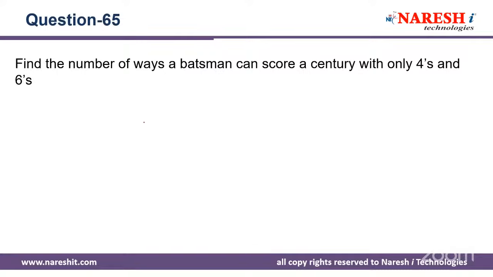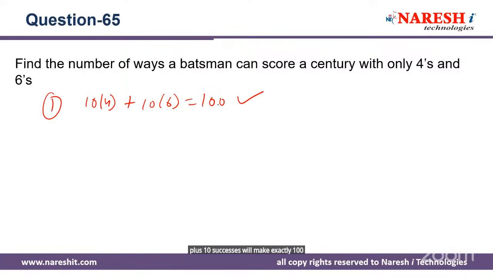Find the number of ways a batsman can score a century using only boundary fours and sixes. Again from permutations and combinations. So everyone comment your answer. Suppose if I take 10 fours plus 10 sixes, that will make exactly 100. So this is one way.